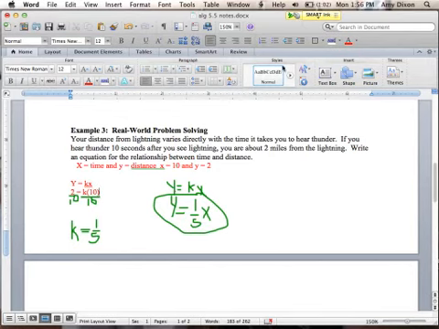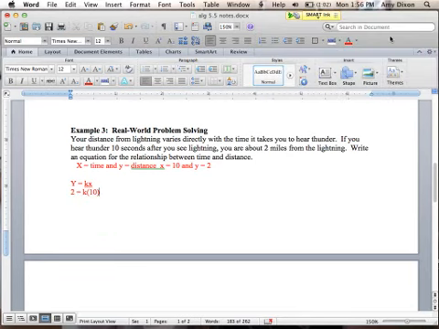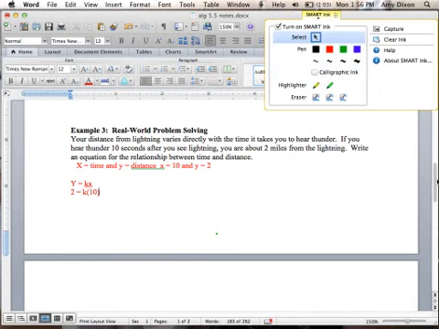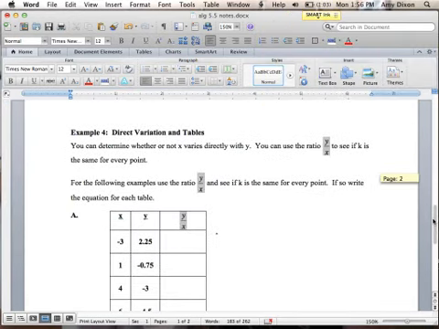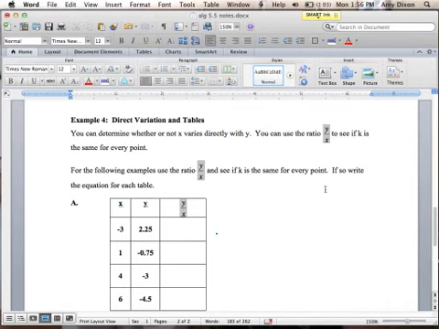Okay, so let's look at the next example. You can determine whether or not y varies directly with x. You can use the ratio y over x to see if k is the same for every point. If so, write the equation for each table.